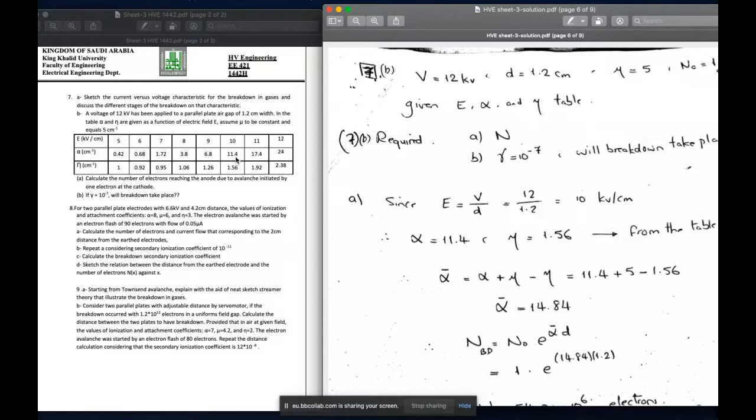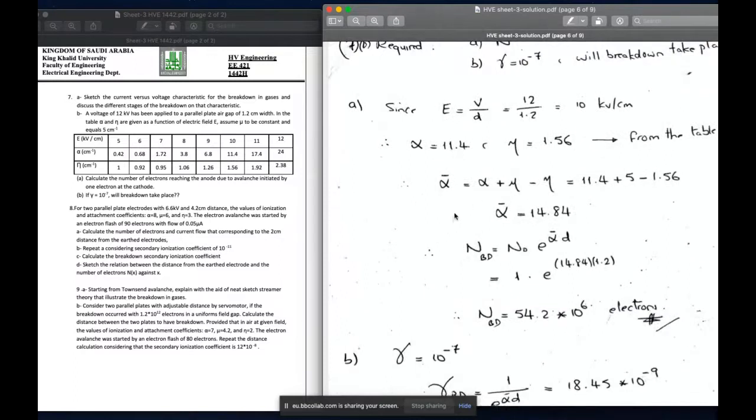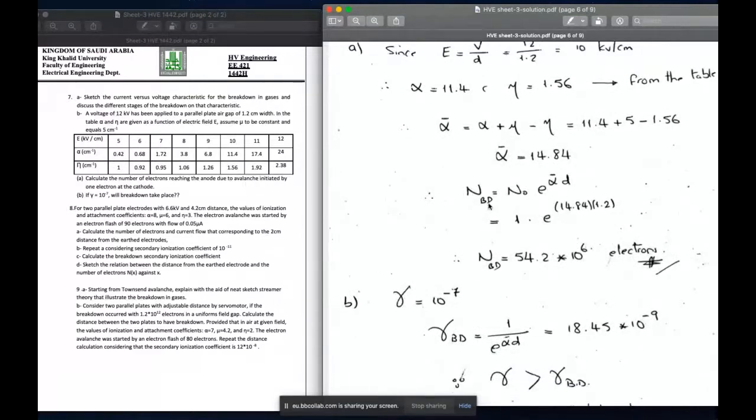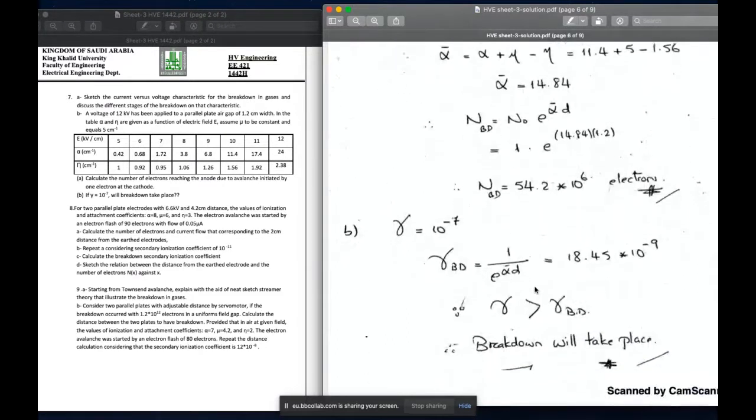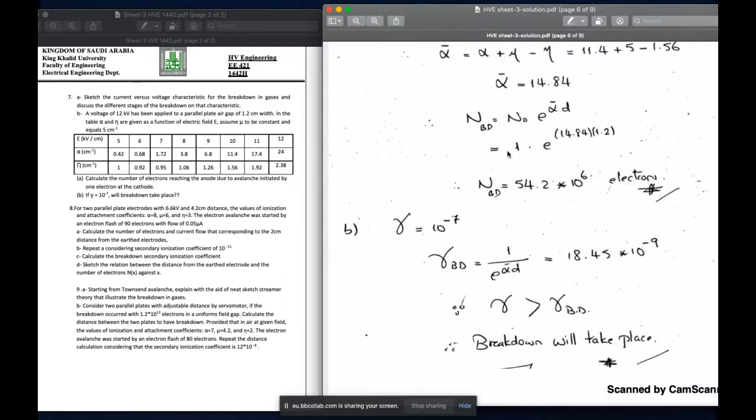So the corresponding alpha is 11.4 and eta is 1.56. From this you can calculate the net ionization coefficient, which will be equal to 14.84, and the number of electrons required for breakdown you can calculate from this. That will be 54.2 into 10 power 6. Here the gamma value is not given, so just consider that there is only primary ionization.